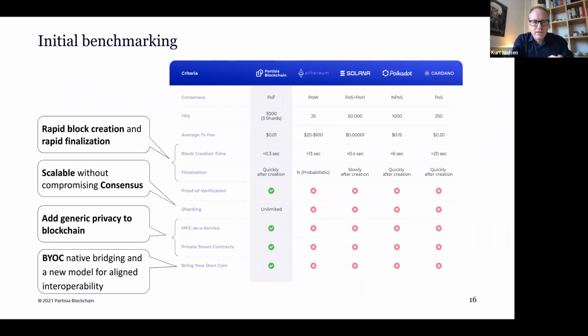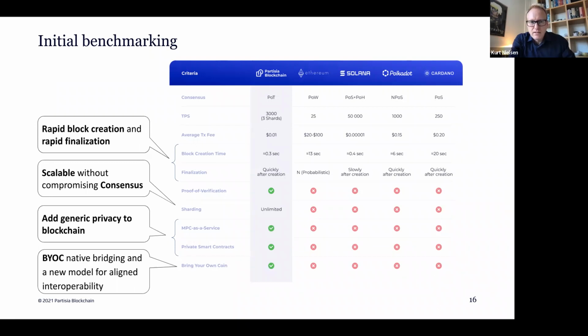One is the rapid block creation. And here the finalization is important. It's very difficult to find numbers on other blockchains on what the actual finalization is. So our finalization happens almost immediately after the block creation, so it's almost 0.3 or 0.4 seconds. That's definitely a differentiator.